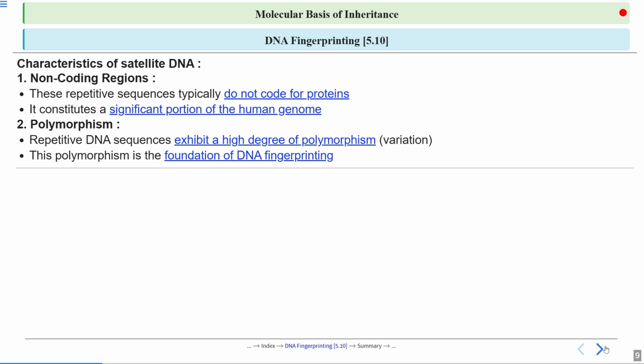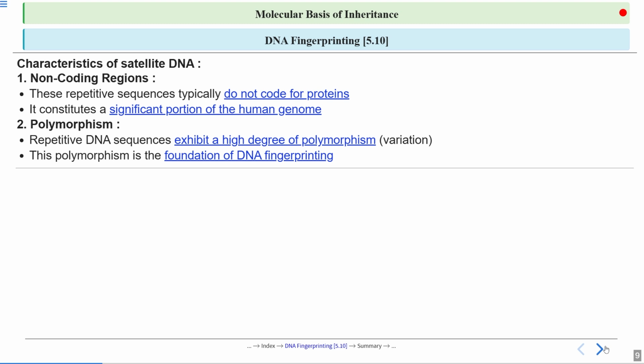So, what we have studied in this slide is the characteristics of this satellite DNA. The characteristic of this satellite DNA is that it is non-coding, meaning it is not going to code for proteins. It constitutes a large proportion of the human genome, and this repetitive DNA sequence exhibits a high degree of variation or polymorphism, and this polymorphism became the foundation of DNA fingerprinting.